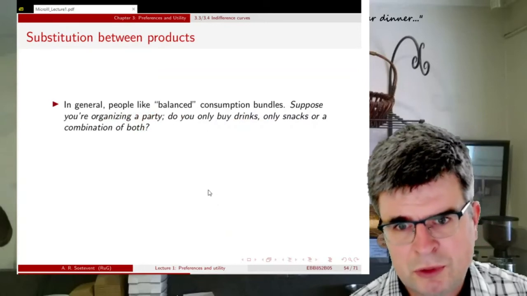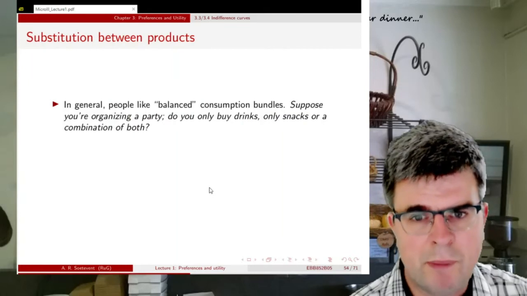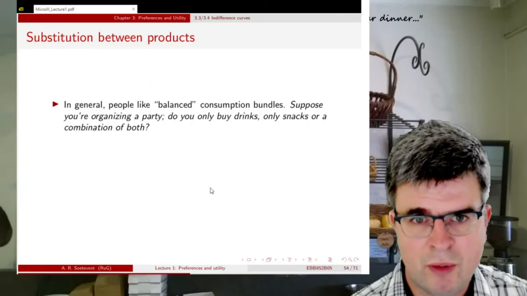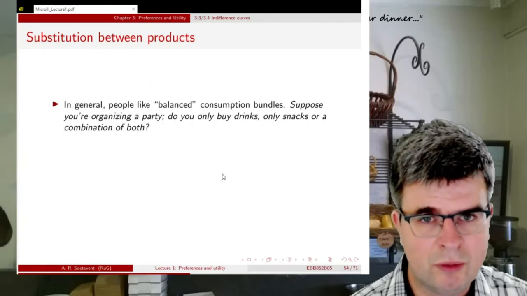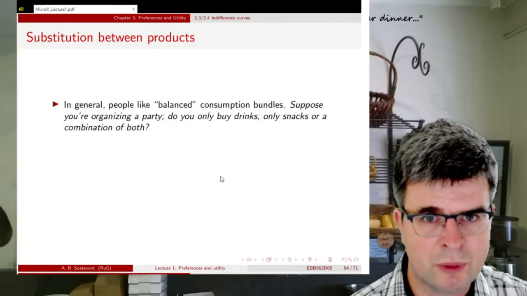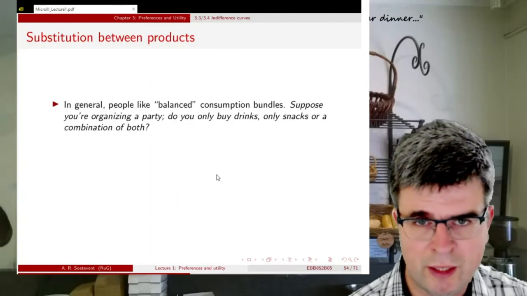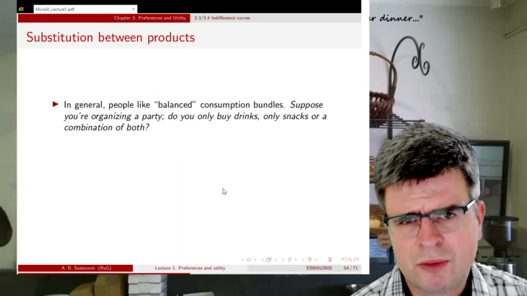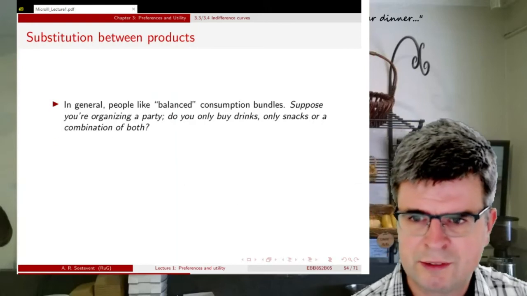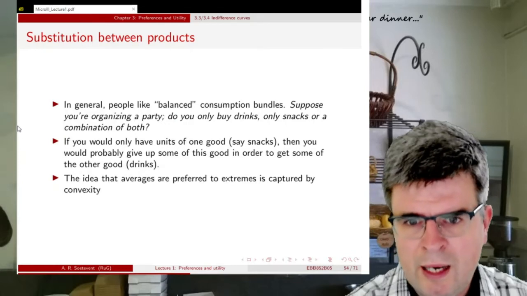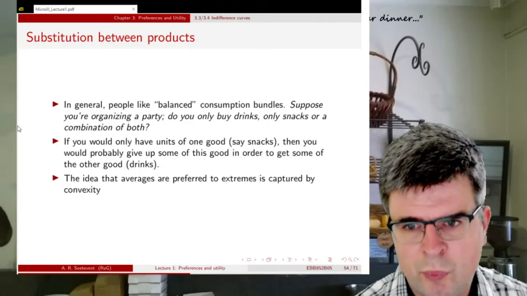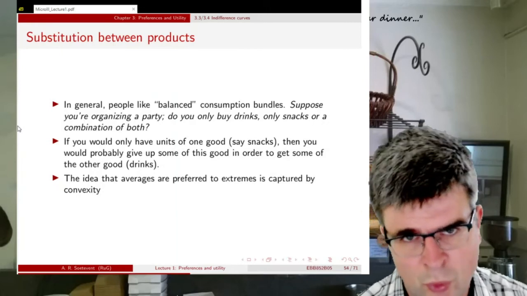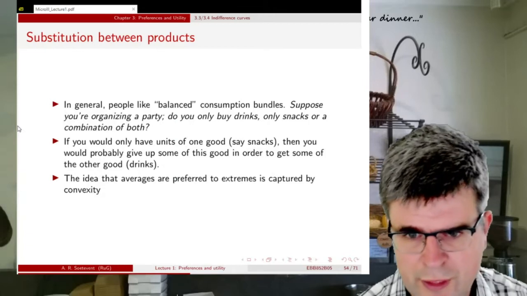So how about the substitution between products? In general, people like balanced consumption bundles. If they organize a party, they like not to only have drinks, but also to have snacks. Because if you only have drinks, then you end up very drunk. So it's good to have a combination of drinks and snacks. And if you would only have snacks at your party, then you would be willing to give up some of the snacks in order to have some budget for drinks.